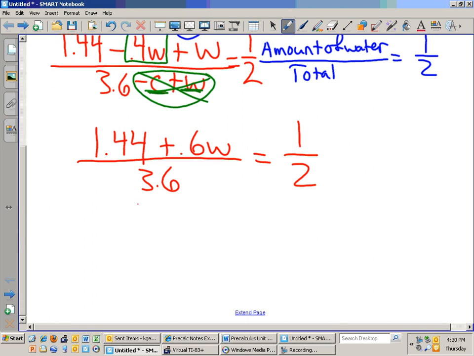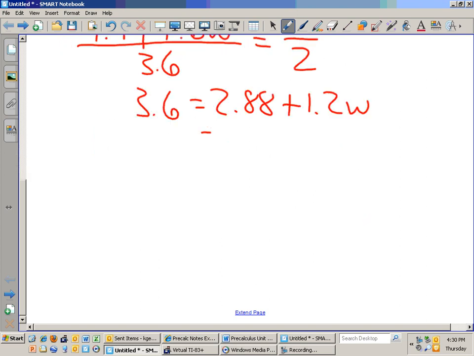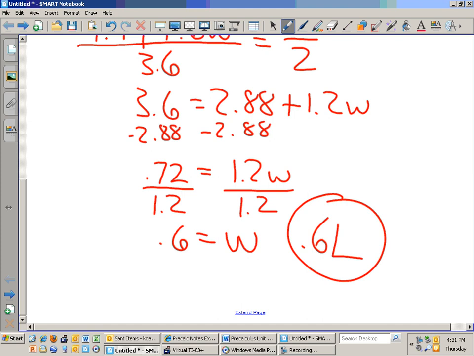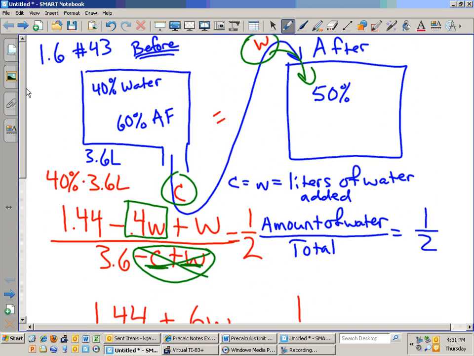Cross multiply. 3.6 is equal to 2.88 plus 1.2 W. I subtract, so 0.72 is equal to 1.2 W. Divide both sides by 1.2. 0.6 is equal to W. 0.6 liters of water is what I need to add in. It is also the amount of coolant that I exit.